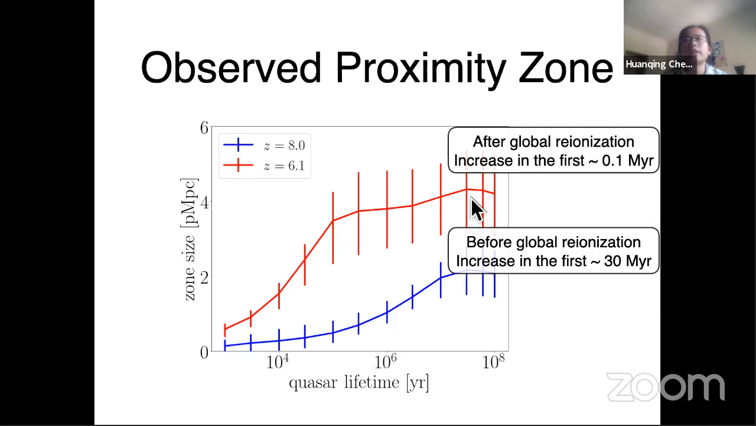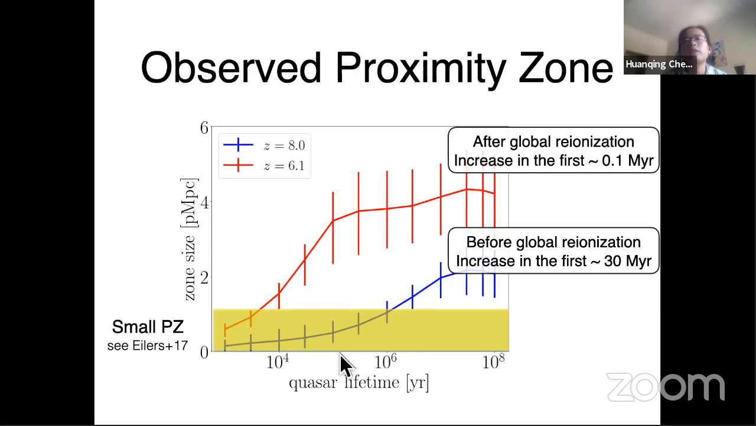Interestingly, in observation, Eilers et al. 2017 have measured some quasar sightlines that have very small proximity zones. And I encourage everybody to listen to her talk tomorrow. So how to explain the small proximity zones is always a challenge.